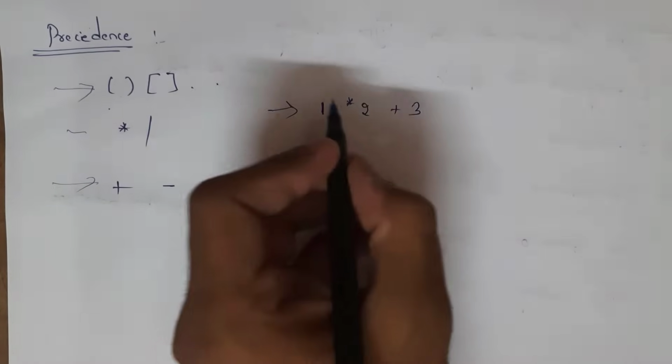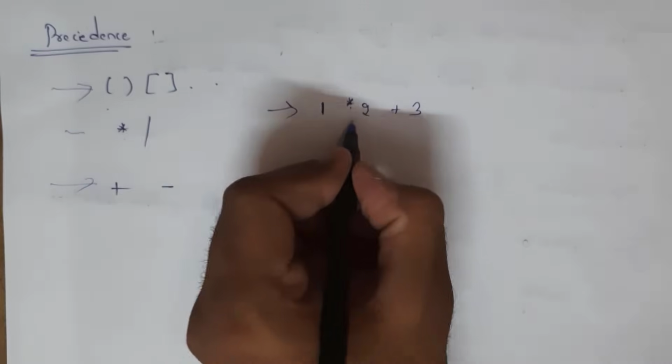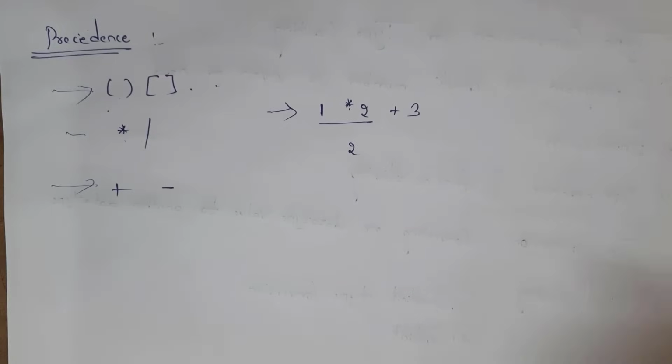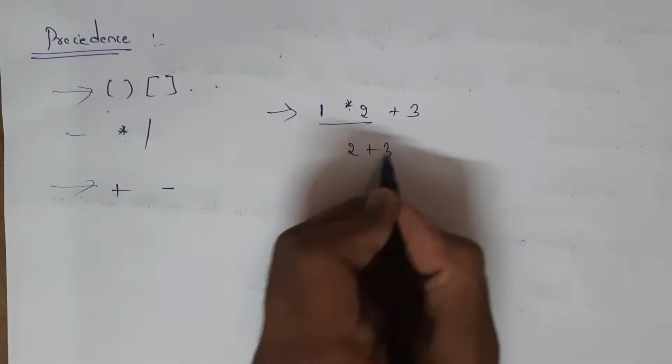Here we need to give first priority to multiplication. So at first we need to calculate 1 into 2, that is 2. After that we need to give priority to addition. So after that 2 plus 3 is 5.